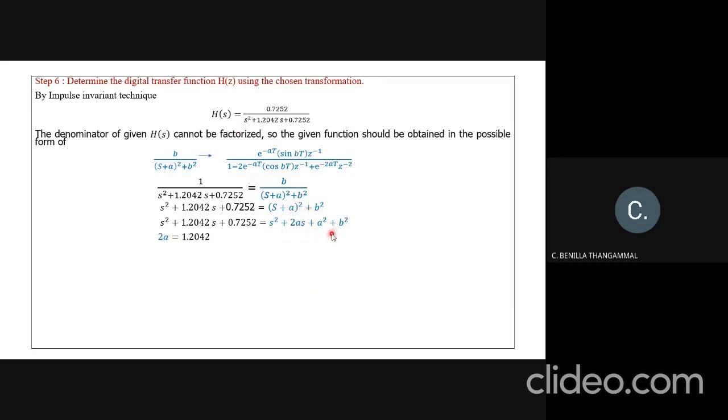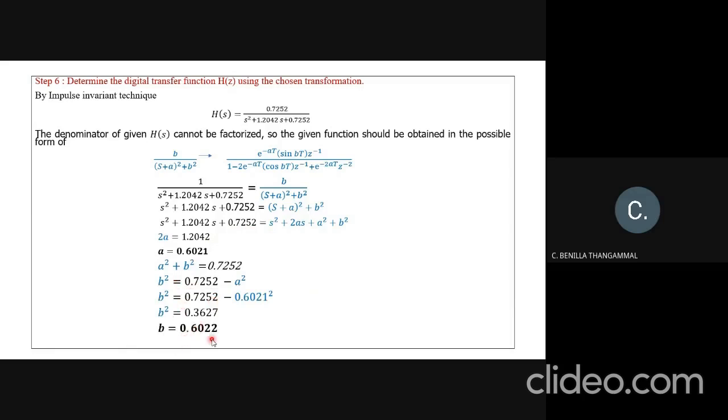Now I'm going to equate your s coefficient: 1.2042 is equal to 2a. So from this one I can find my a. And then I'll be equating my constant term. So a square plus b square is equal to 0.7252. And I know your a value. So b square equals 0.7252 minus a square, and then I'll get my b square. If I take the square root, I'll have my b.